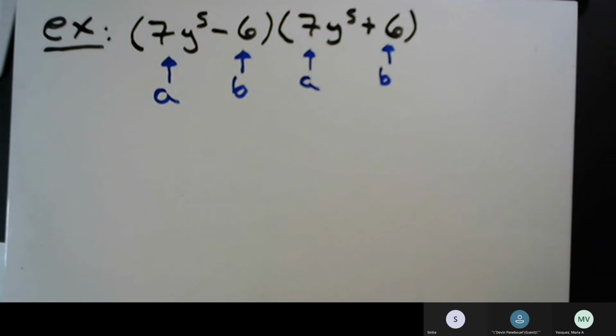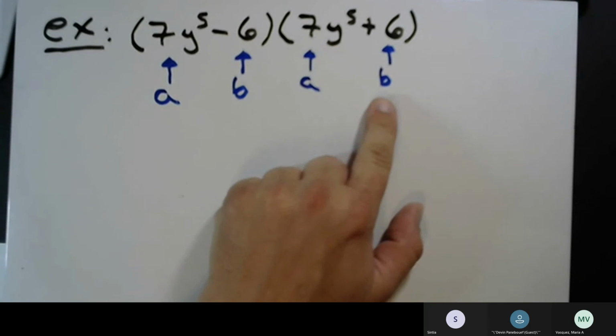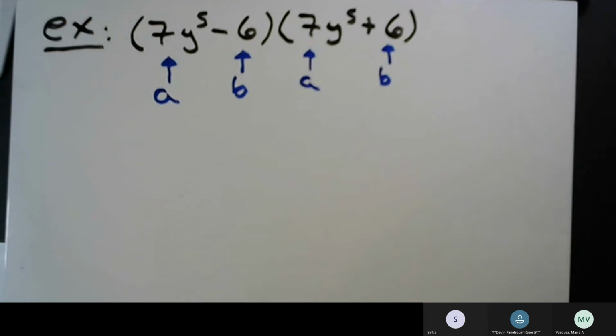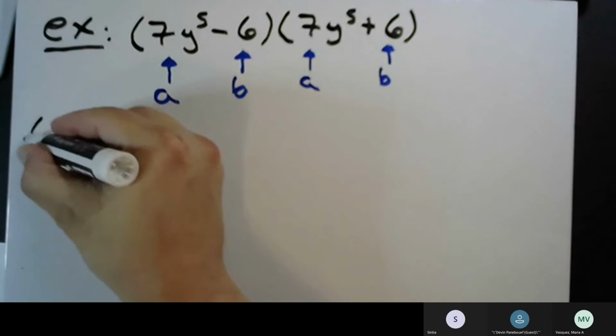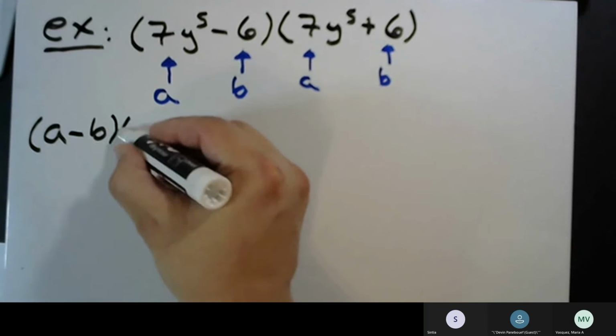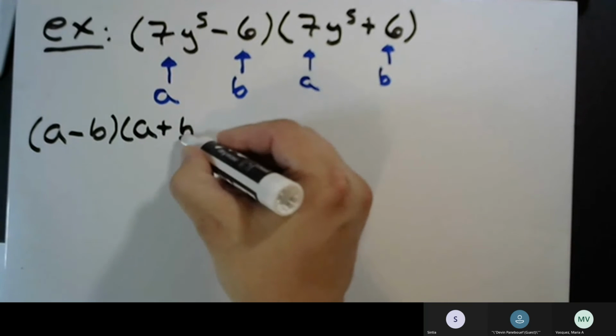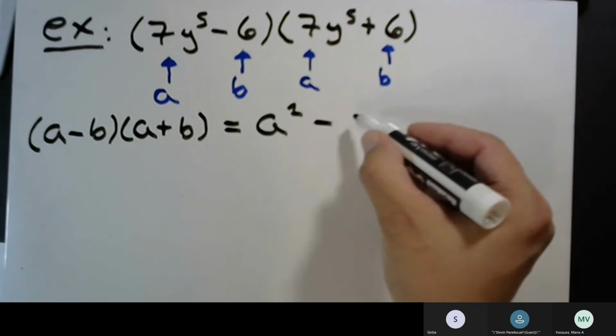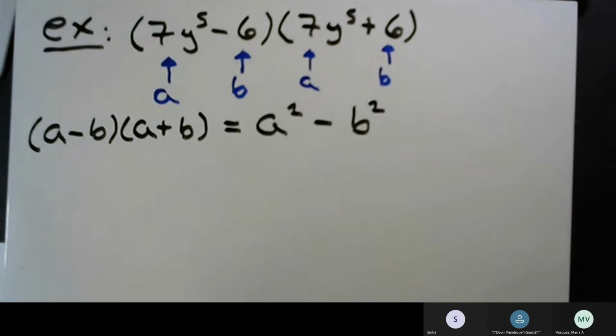And then you could FOIL this, and then you would get the correct answer. But in this case, if we're going to use the formula, we're going to go with B, and we're not going to bring the negative sign with it. So what we're going to get is A minus B, A plus B, and that's going to be A squared minus B squared. So the minus gets incorporated into the formula.